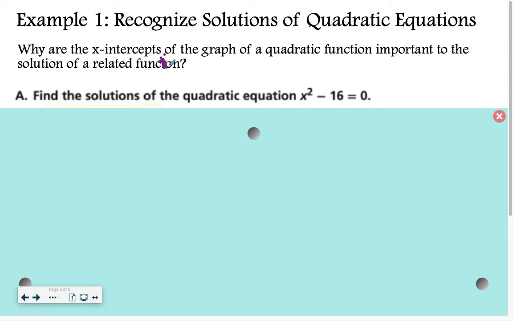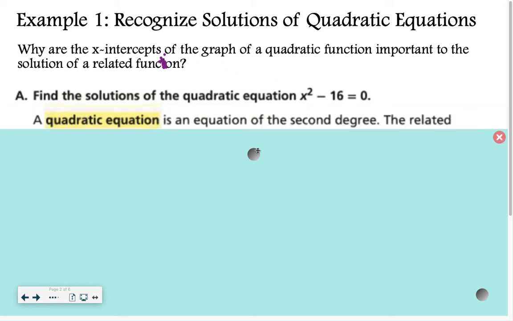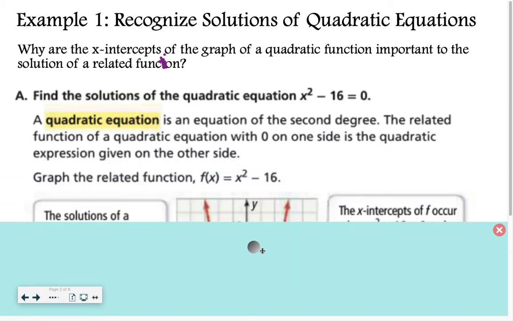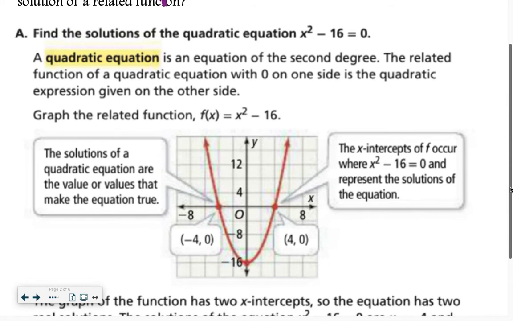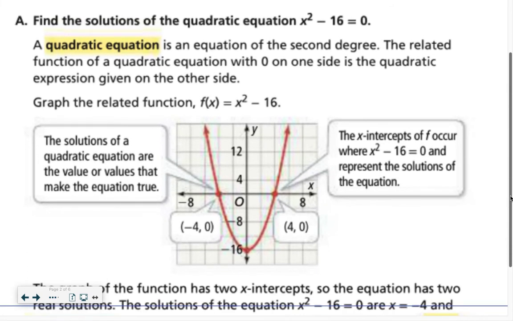Okay, so letter A. Find the solutions of the quadratic equation x squared minus 16 equals 0. So if I look at this problem and we are talking about this graph, I'm just going to get rid of the shade. Okay, let's talk through this. I know there are a lot of words on the screen right now. So if we're finding the solutions, solutions of a quadratic equation are the x-intercepts. Sometimes there's 2, sometimes there's 1, sometimes there are none.